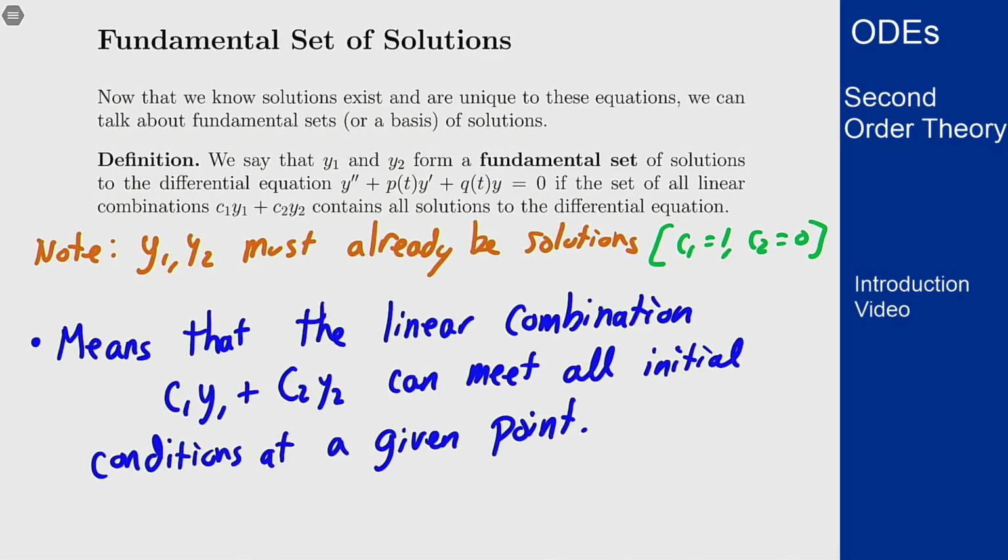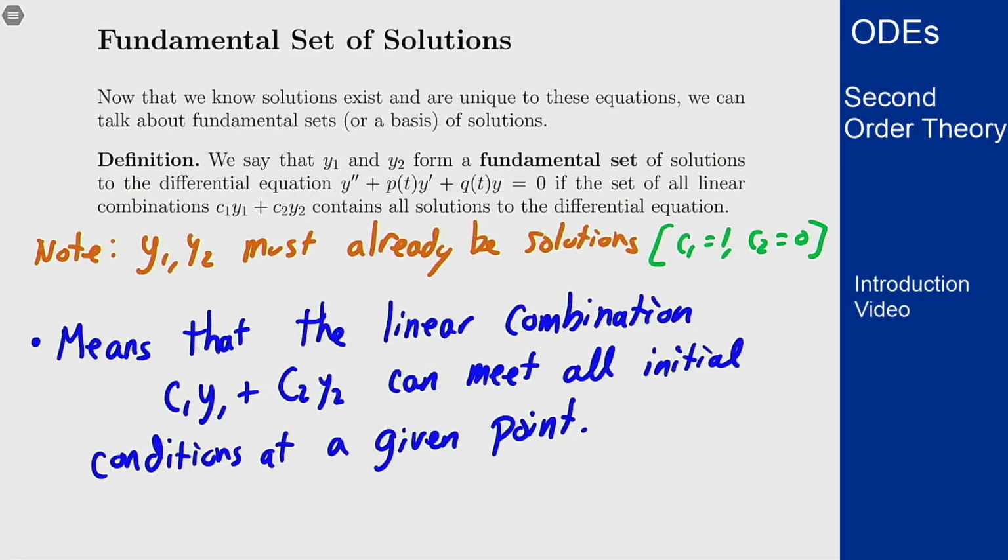Why does that work? Well, that's because I know solutions are unique if I specify an initial condition. So if this linear combination can meet every initial condition, then the only thing left that could define a different solution to this equation is the initial condition. Once I can meet all of them, I know this will generate all possible solutions, because the solutions are unique. I can't get two different solutions with the same initial condition. So as long as I can meet any possible initial condition, I've generated all solutions.